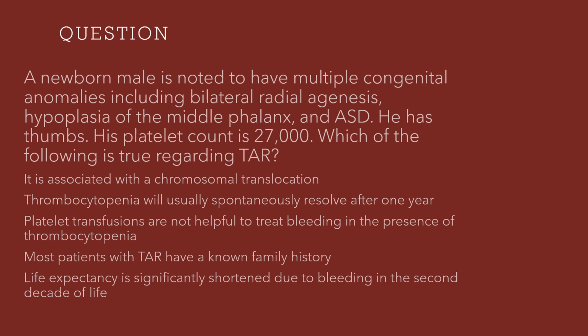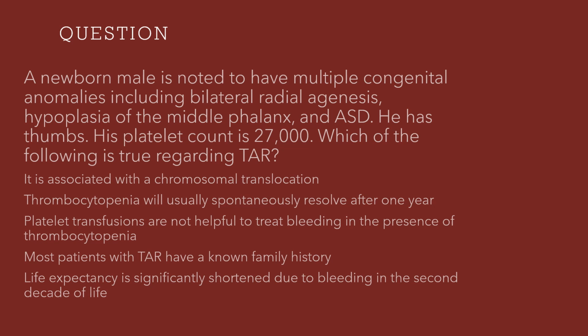A, it's associated with a chromosomal translocation. B, thrombocytopenia will usually spontaneously resolve after 1 year. C, platelet transfusions are not helpful to treat bleeding in the presence of thrombocytopenia. D, most patients with TAR have a known family history. And E, life expectancy is significantly shortened due to bleeding in the second decade of life.